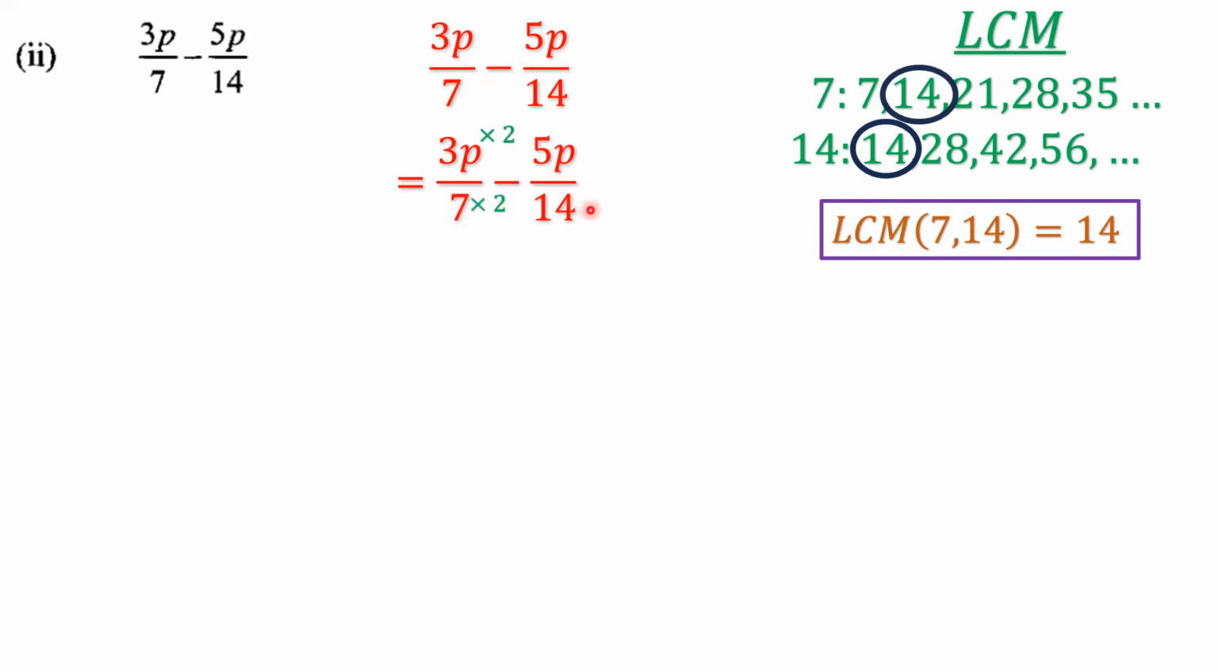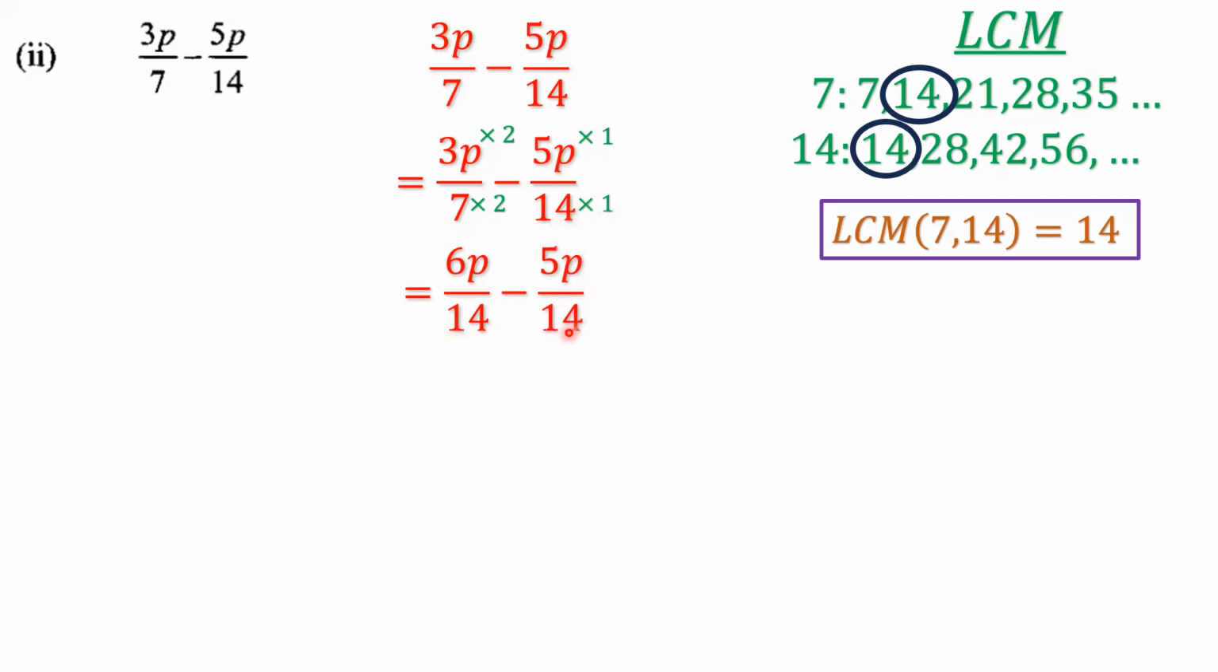And what times 14 gives us 14? Well, 14 times 1 is 14. Okay, let's multiply. Well, 3p times 2 is definitely going to be 6p, and 7 times 2 is definitely going to be 14. And we multiply on the side again. 5p times 1 is 5p, and 14 times 1 is 14.